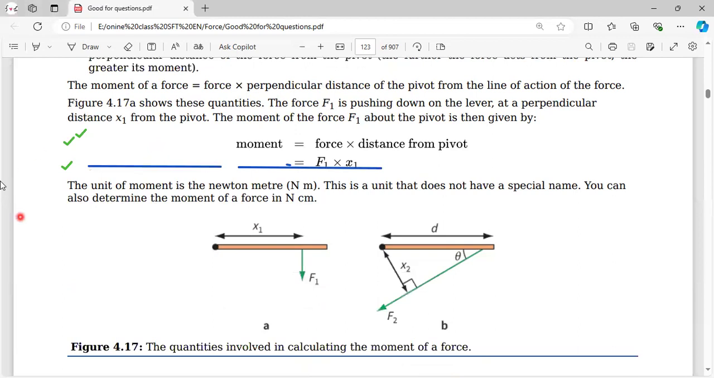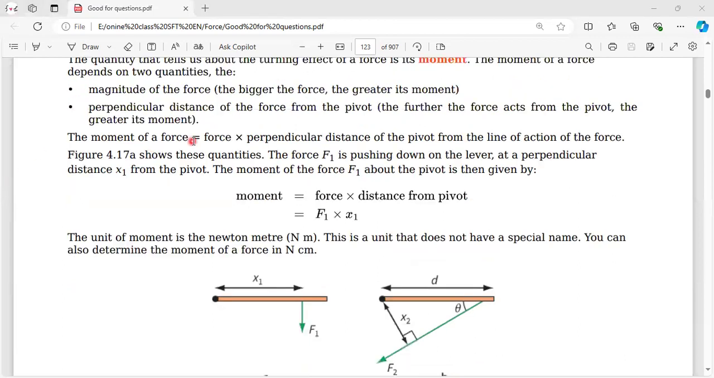And now this is the equation to calculate the moment. You have to multiply the applied force by the perpendicular distance of the pivot from the line of action of the force. Okay, so it is the same two things: force, and the perpendicular distance from the pivot point to the line of action of the force. So let me talk about the line of action now.